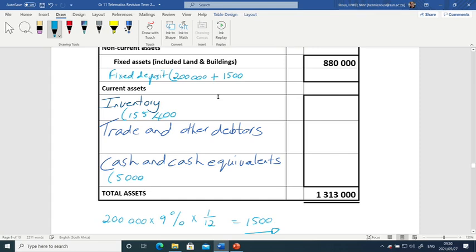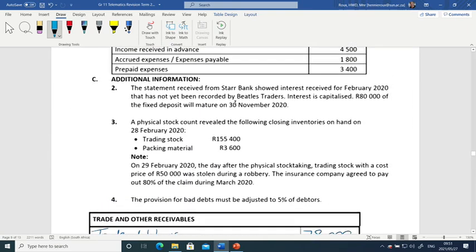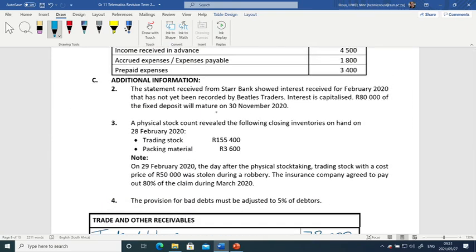Then they also said that 80,000 of the fixed deposit will mature on the 30th of November. So within the next 12 months, 80,000 of the fixed deposit will mature. I take it out from the non-current and I show it as a current asset under cash and cash equivalents. We've done that on the slides. I've shown you that. So please be on the lookout for this, where they tell you that some part of the fixed deposit will mature.